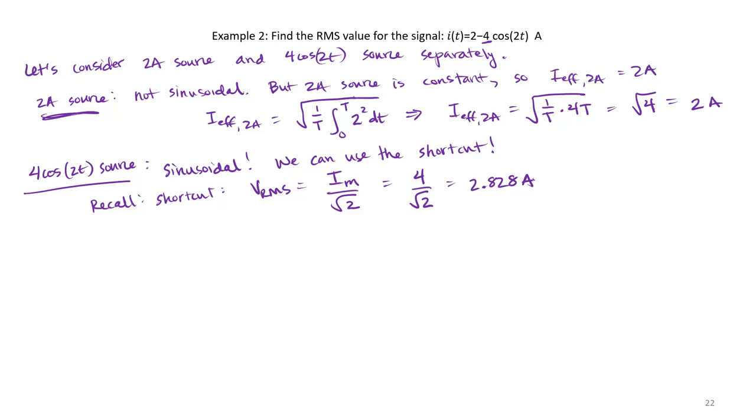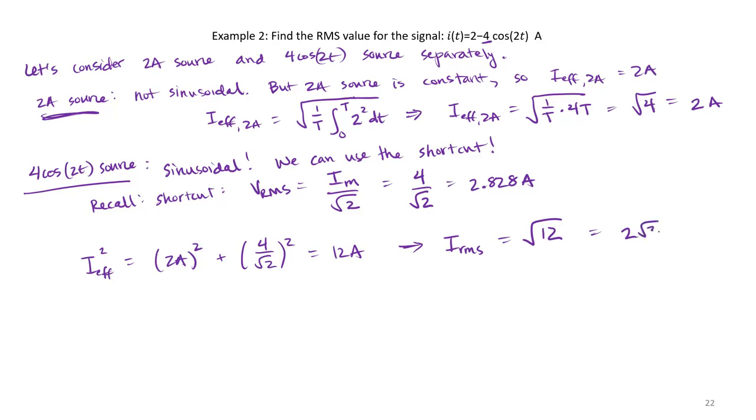And now all that's left is to take our total and plug back into that equation. So we add those together, we get 12 amperes. And so that means our RMS value is square root of 12, or 2 times the square root of 3 amperes.